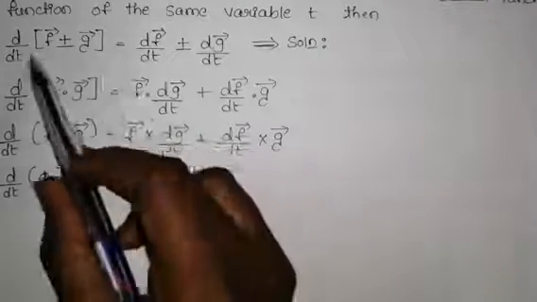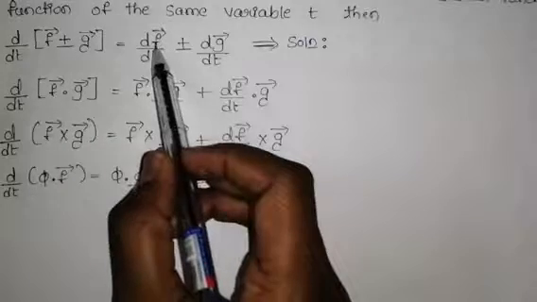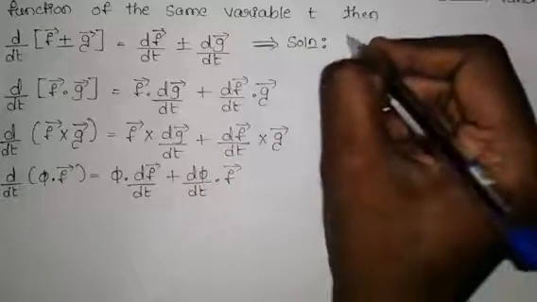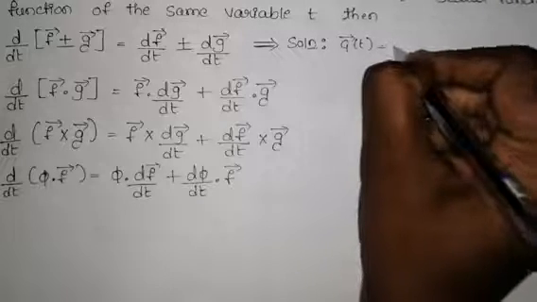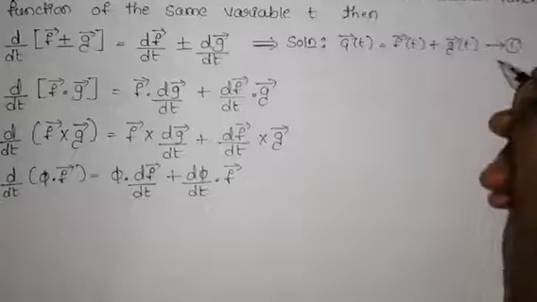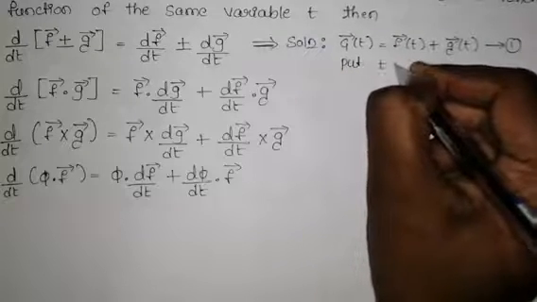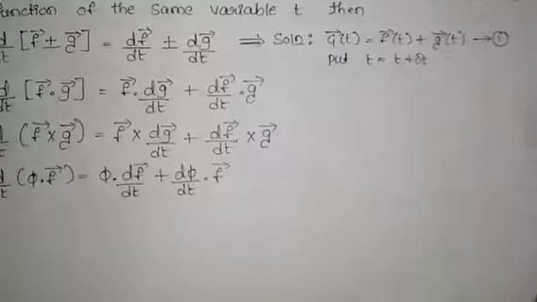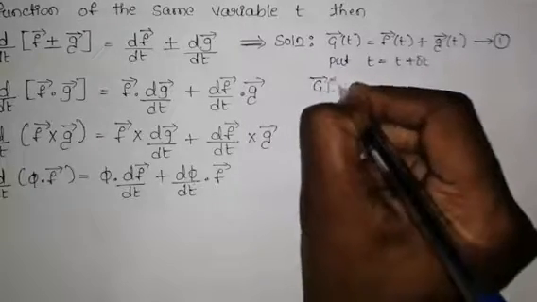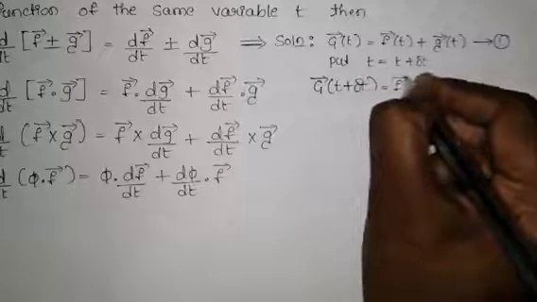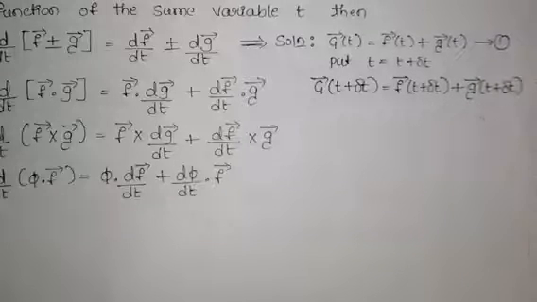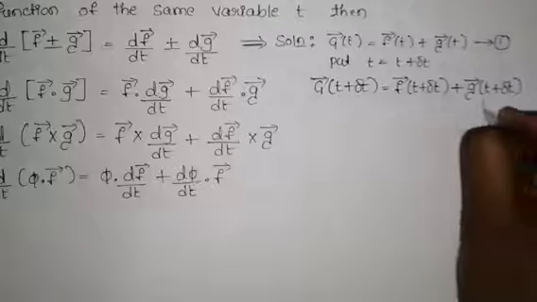So let us solve the first condition, that is d by dt of vector f plus vector g equal to vector df by dt plus vector dg by dt. Let us consider the given function as vector g of t. So this gives vector g of t equal to vector f of t plus vector g of t. Say this is equation 1. Now put t equal to t plus delta t; we change the scalar variable t to t plus delta t. Then it can be written as vector g of t plus delta t equal to vector f of t plus delta t plus vector g of t plus delta t. Say this is equation 2.